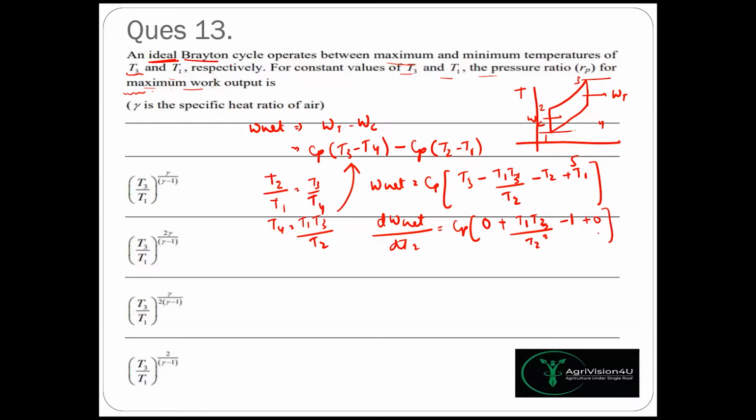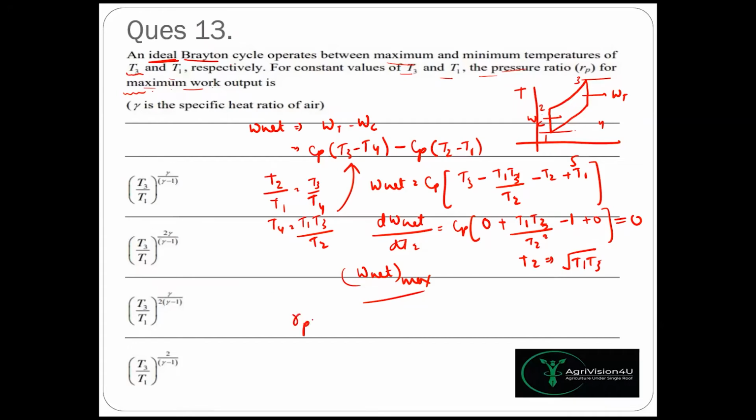So now if we differentiate this net work, if it is equal to 0, then in that case this net work is maximum, right? So it will be maximum if it is equal to 0. That means T2 will be equal to the square root of T1 by T3, right? So we'll be getting the maximum net work from here. But we don't have to find out the maximum net work, right? We have to find out the pressure ratio. So the relation between T2 and T3 is known. So what we can do is find out the pressure ratio.